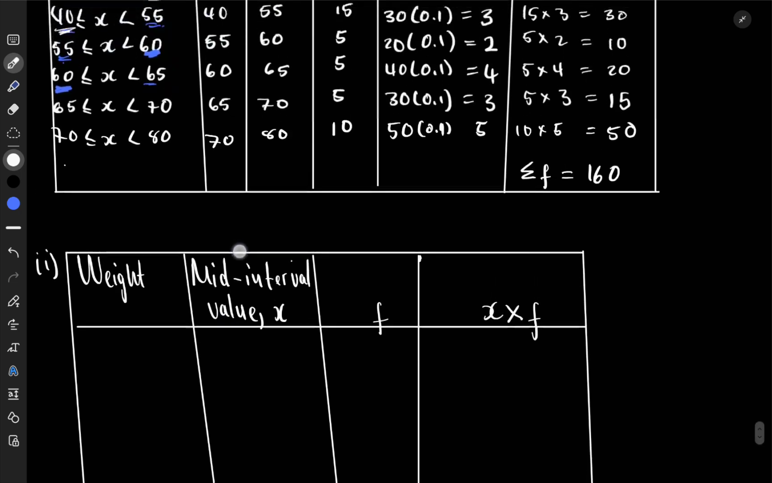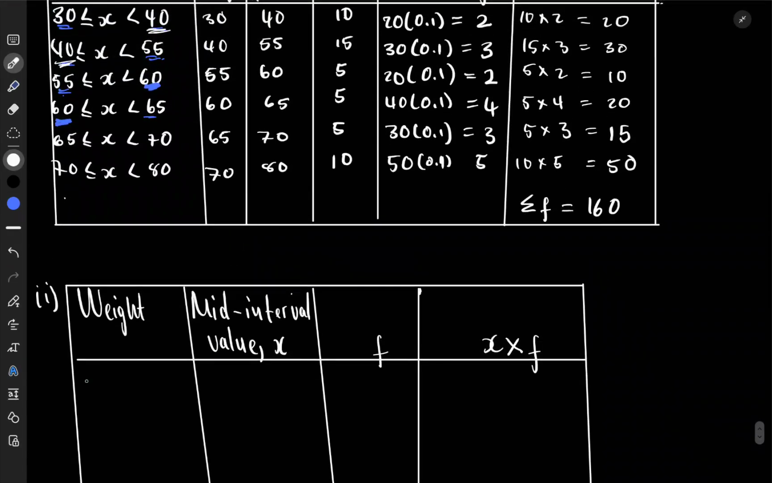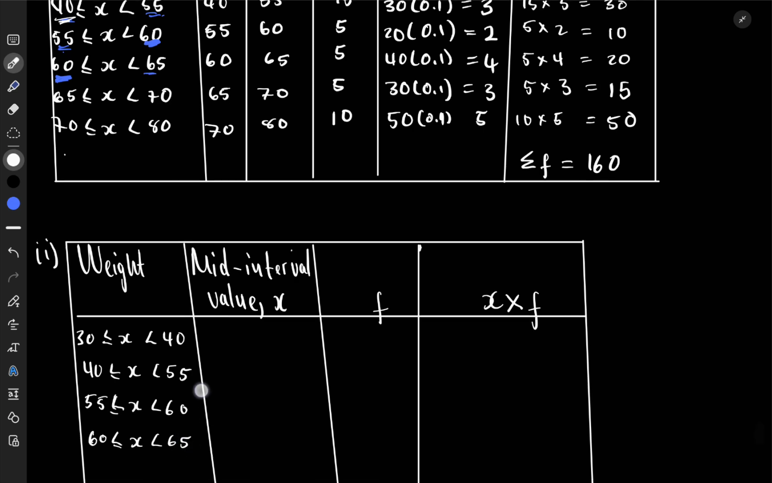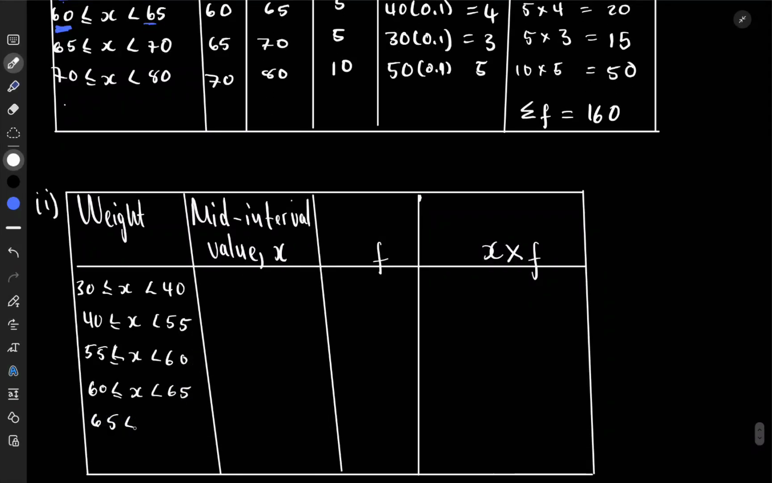Then now we can put our values. So what are the weights? We have them. I'm just going to be copying them. 30 less than or equal to x, which is less than 40. Then 40 less than or equal to x, which is less than 55. 55 less than or equal to x, which is less than 60. 60 less than or equal to x, which is less than 65. 65 less than or equal to x, which is less than 70. 70 less than or equal to x, which is less than 80.